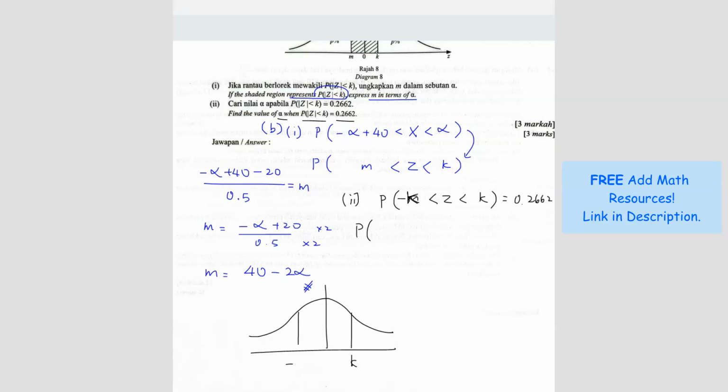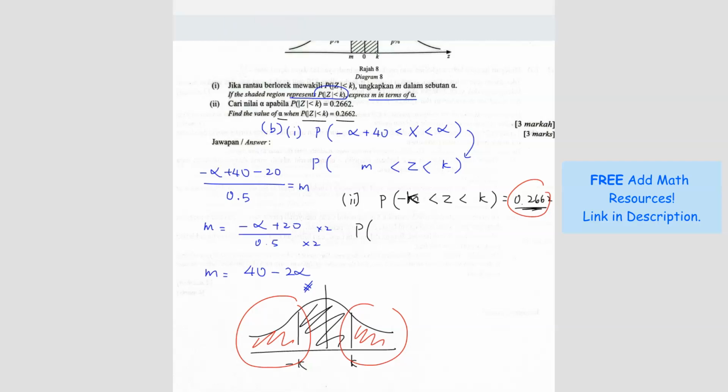This is K and this is negative K, right? So 0.26662 is this whole thing here. Okay, so if I take 1 minus this, I will get the balance of this and this, right? If I take 1 minus this, and if I divide that answer by 2, that means I only have one of this region, right? Either this part or this part, correct? So I'm going to form the equation that way.